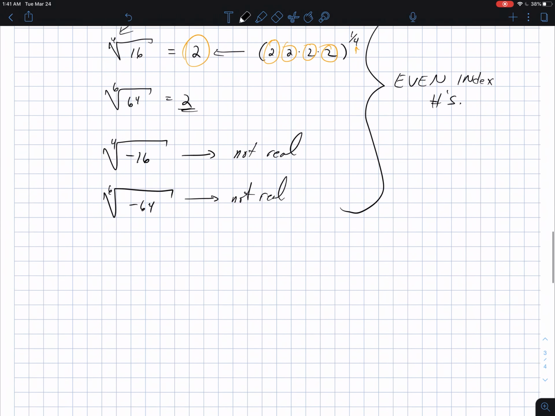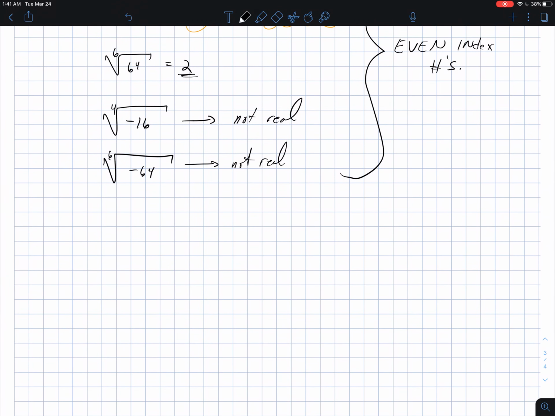Now let's look at some odd index numbers. And the odds can be any real number, which is really kind of nice. So if I took the cubed root, for example, and I hope you understand the concept of it by now, the cubed root of 64 is going to be 4. And what's nice about it is that the cubed root of negative 64 will also be negative 4, which is really nice. It's a nice real number. So this means that we can use all real numbers.